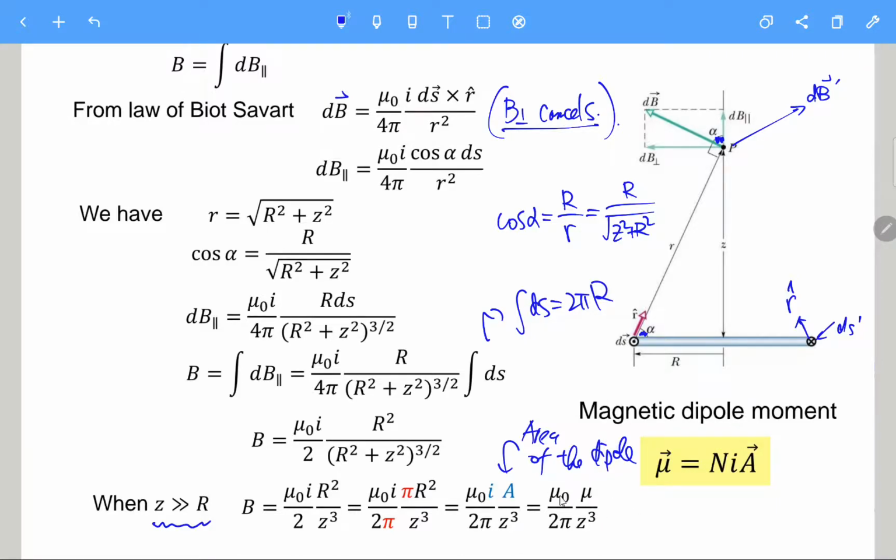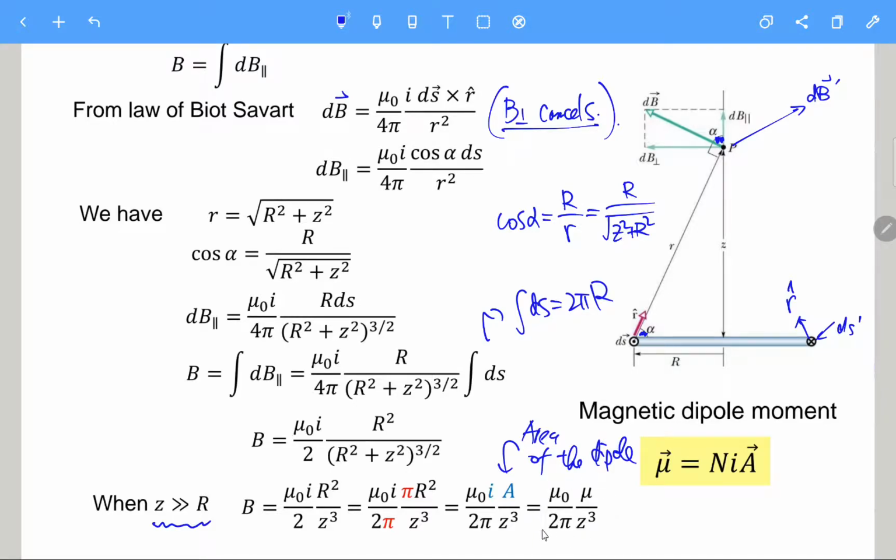So you need to distinguish this. Mu naught is the permittivity constant, 4 pi times 10 to the minus 7. And this is the magnetic dipole moment. Although they share the same symbol, the Greek letter, with this subscript it means the permittivity constant. Without the subscript, it means the magnetic dipole moment.